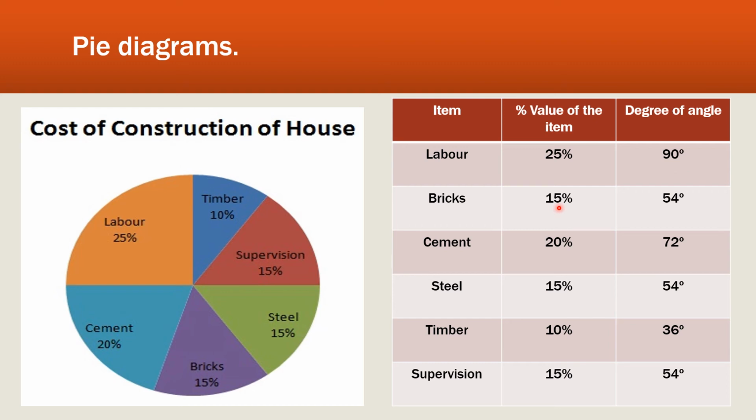15 upon 100 into 360 will give us 54 degrees. 20 upon 100 into 360 will give us 72 degrees. 15%, it's already done, so they get the same value, 54, here as well in the case of supervision. And where timber is concerned, 10 upon 100 into 360 will give us 36 degrees. And so these degrees are used to divide the entire circle into various sectors.